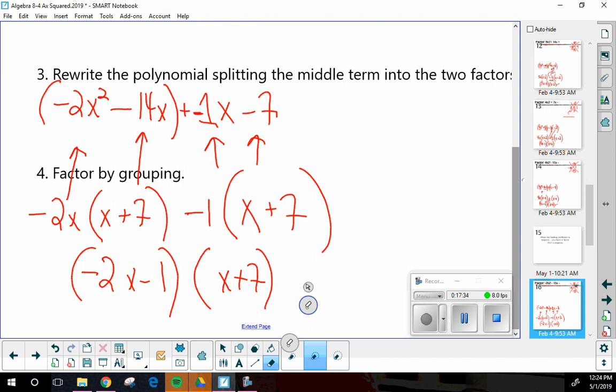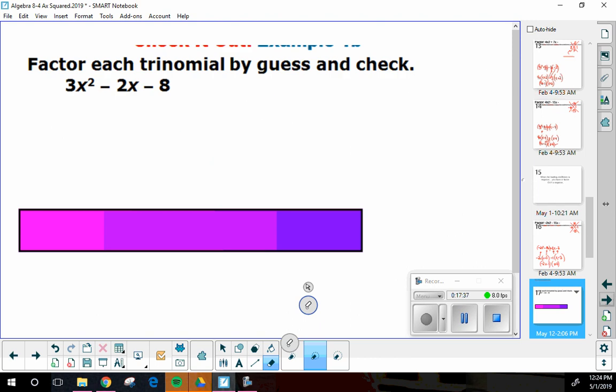Okay, let's go to the next one. We will do this one. This is going to be the same thing. Hopefully, maybe you won't need your steps, but if you do, just keep them open and be looking at them.